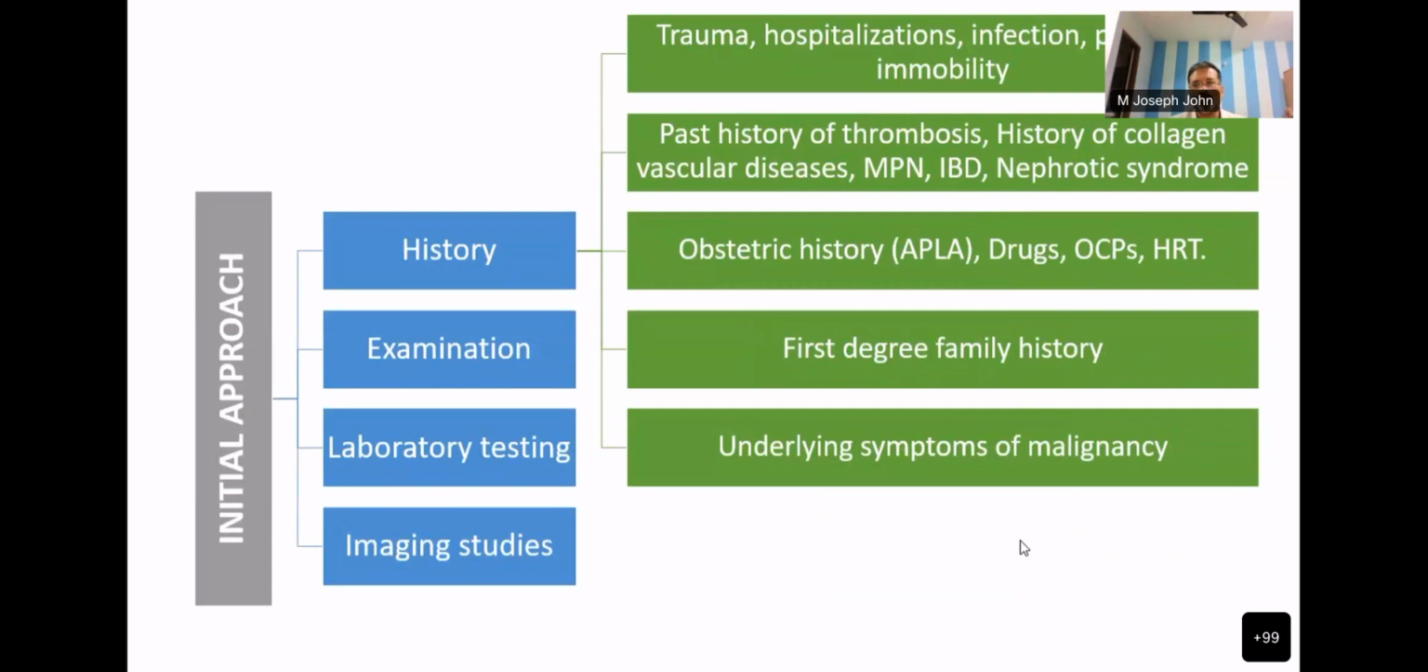Patient has come to you with thrombus. You take the history to look for provoked causes. First, that is infection, pregnancy, immobility, etc. Now you go into an unprovoked history taking here. We look at thrombosis, we look at history of MPN, look at IBD, nephrotic syndrome, obstetric history, first degree relatives, age wise, if it is there, and underlying symptoms of malignancy.